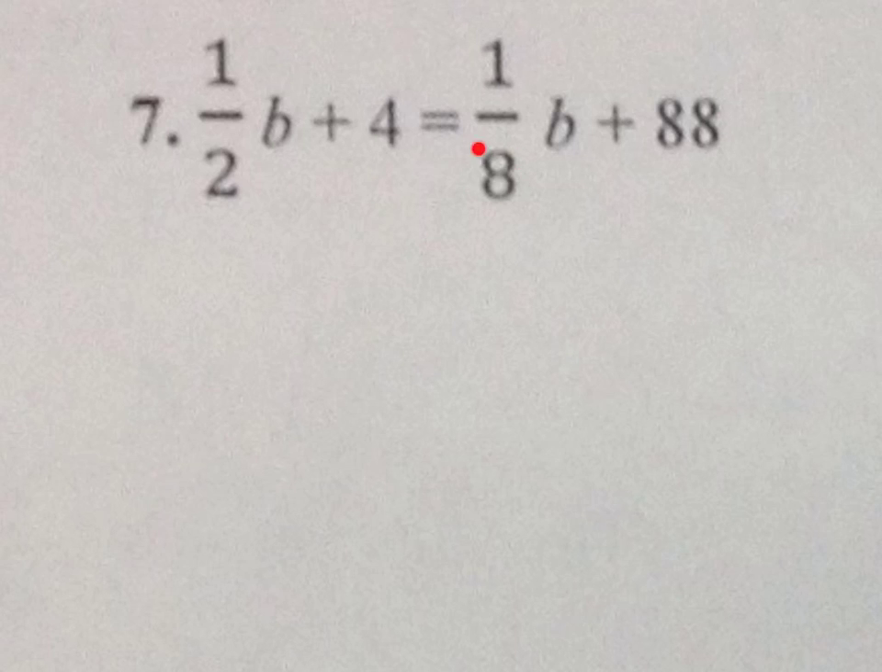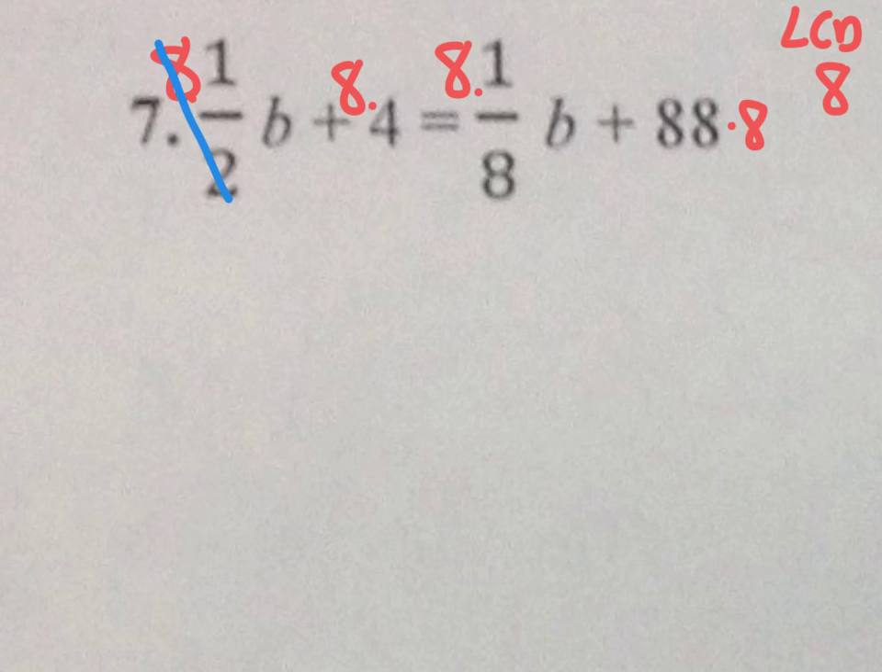First, go to your biggest denominator and ask yourself, could the 2 become an 8? Yes, so that tells you that your LCD is 8. So let's multiply everything by 8. Multiply the 1/2 by 8, the 4 by 8, this 1/8 by 8, and also 88 times 8. I'm going to need a little help from somebody that has a calculator. Figure out what 88 times 8 is. Anyhow, when I multiply by the LCD, the 8 over 2 cancels out, and that gives me a 4. 8 divided by 2 is 4.